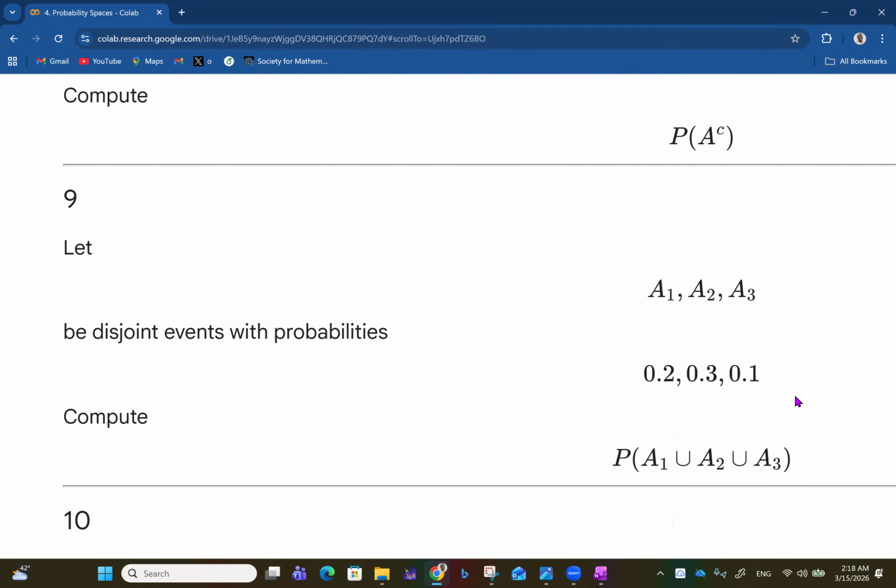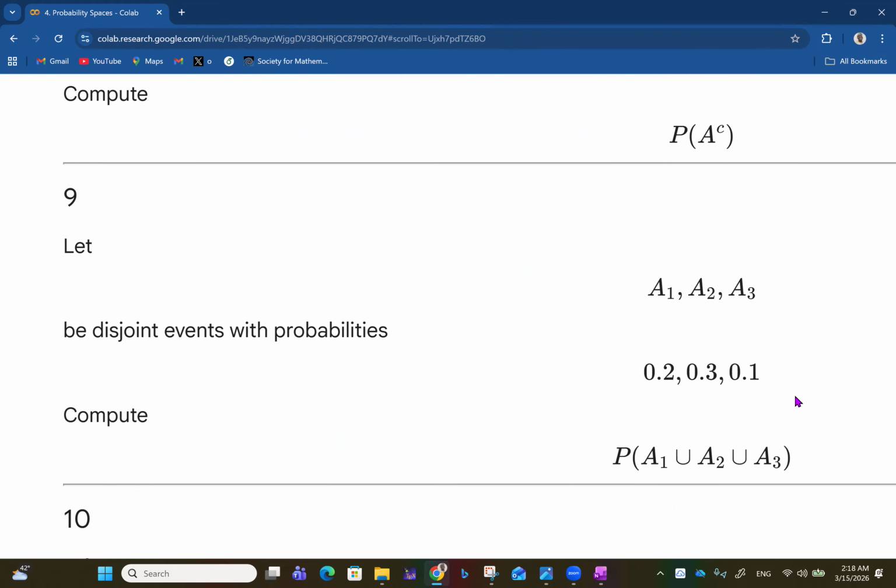Number 9 now says let A1, A2, A3 be disjoint events with probabilities given. You want to compute the probability of A1, A2, A3. Because they are disjoint, you don't need to remove anything, just add them up. That's 0.2 plus 0.3 plus 0.1, that's 0.6.